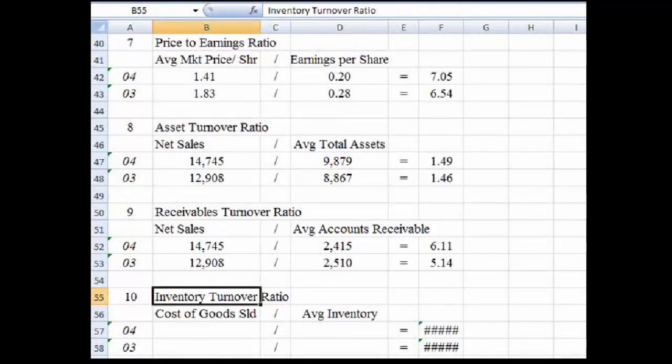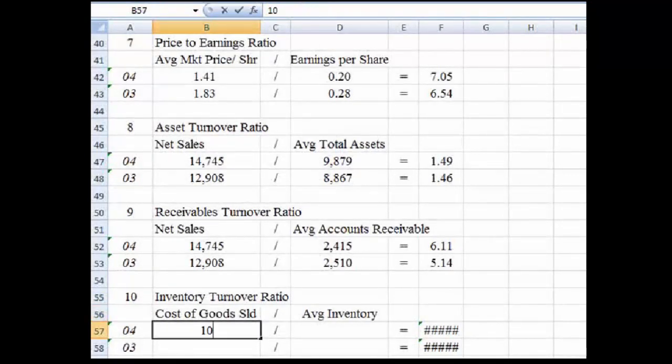Inventory turnover ratio helps a company to see how efficiently its investment in inventory is being handled. Having too much inventory sitting on shelves can be very detrimental to a company's financial health. To calculate this ratio, the cost of goods sold is divided by the average inventory. The cost of goods sold is, of course, the second number on the income statement.